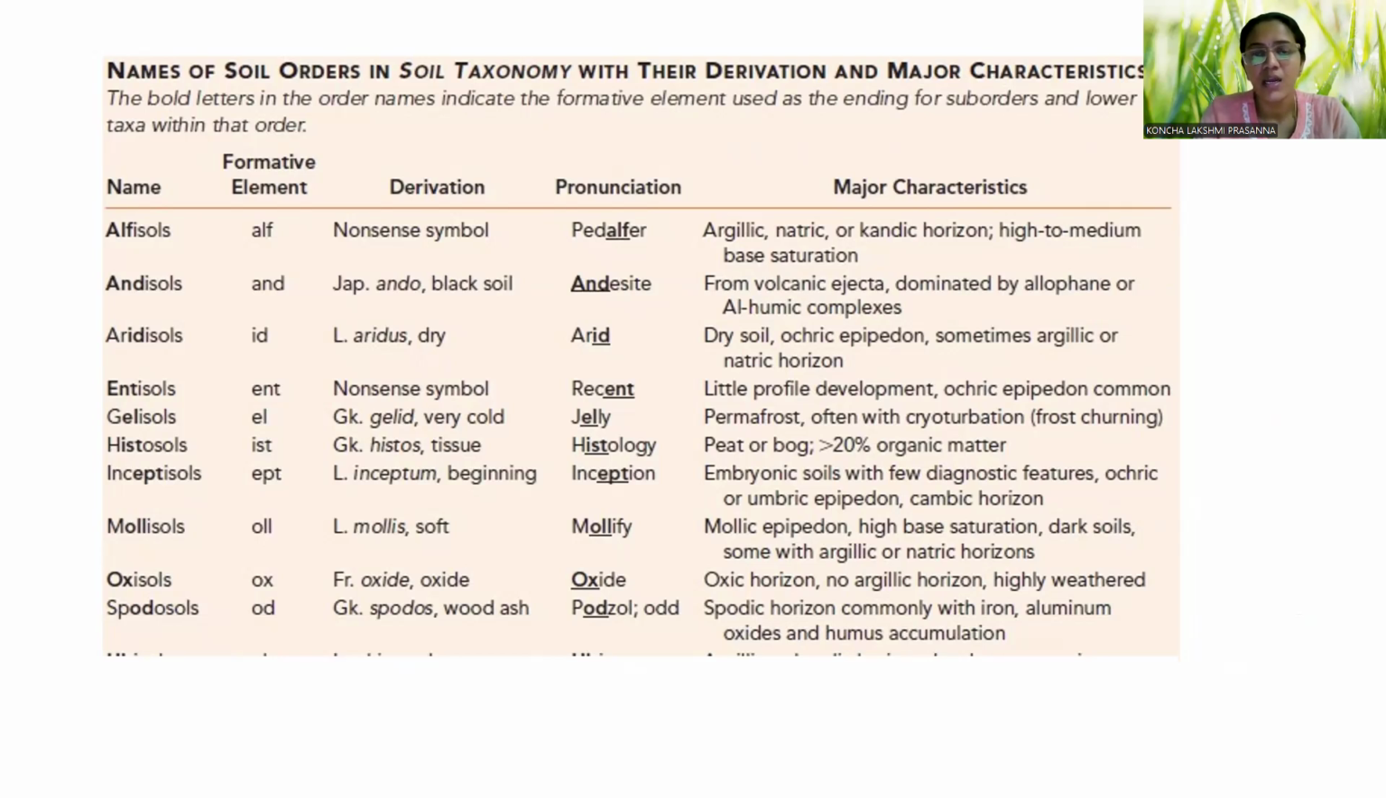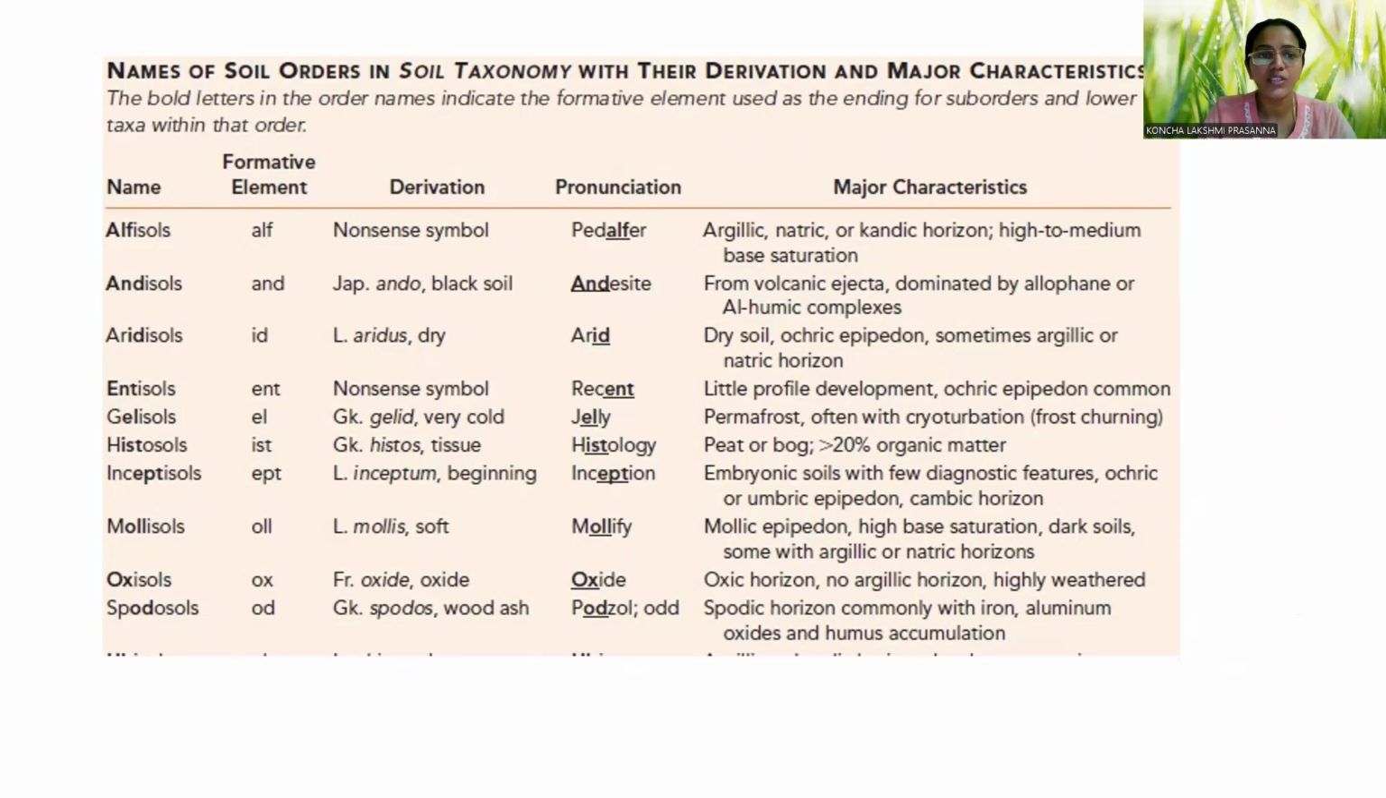Next is the Histosols, and the formative element is ist. Histos means tissue. The major characteristic of Histosols is that this soil order is mainly present in peat or muck soils having greater than 20% organic matter. Next is the Inceptisols. The formative element is ept. Inception means the beginning. The major characteristics of this soil order are embryonic soils having few diagnostic horizons, with ochric and umbric epipedon.